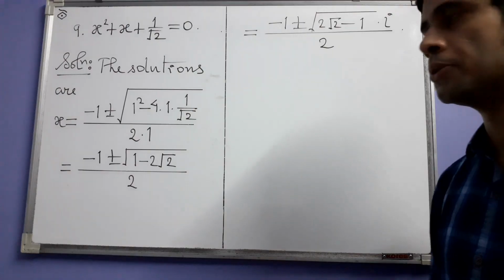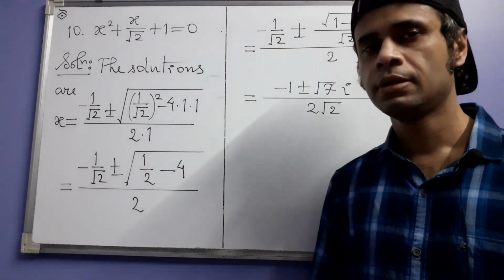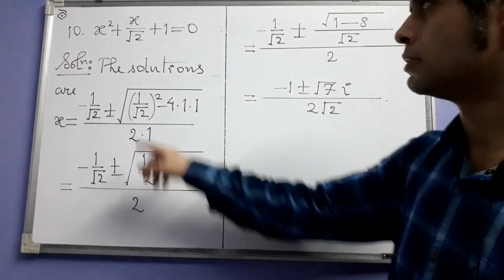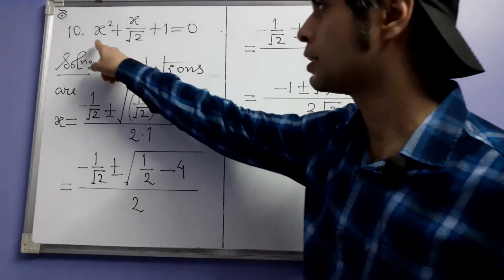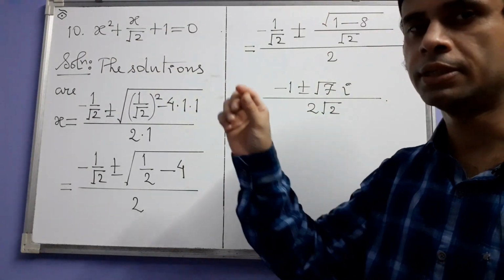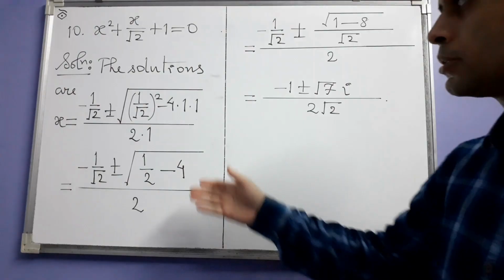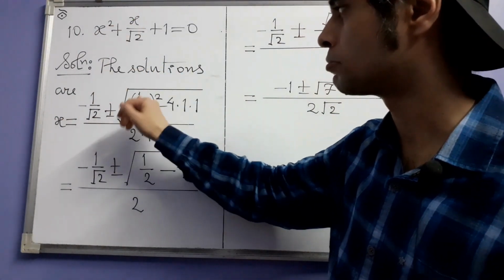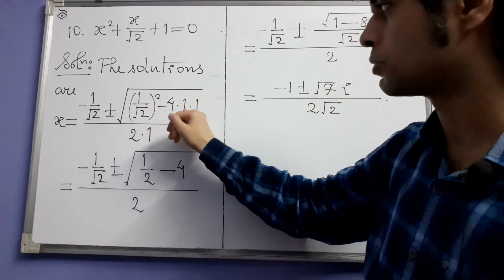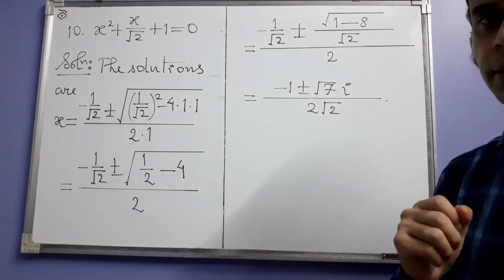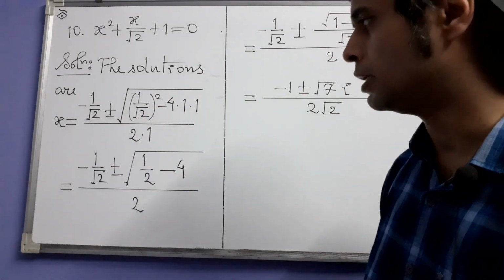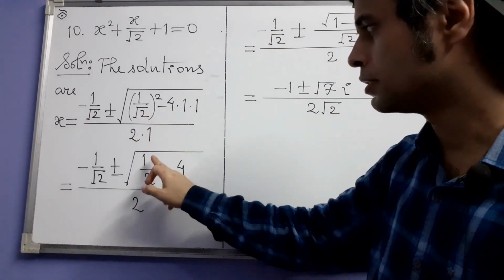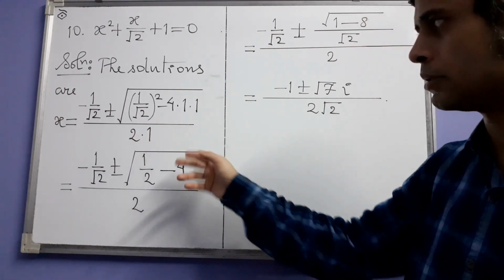And then there is one more. And this last one, the 10th one, is this. In this case a and c are both 1 and b is 1 divided by root 2. So accordingly these are the solutions, minus b plus or minus square root of b squared minus 4 times a times c. a and c are both 1, divided by 2a. So squaring this gives us 1 over 2 and minus 4.